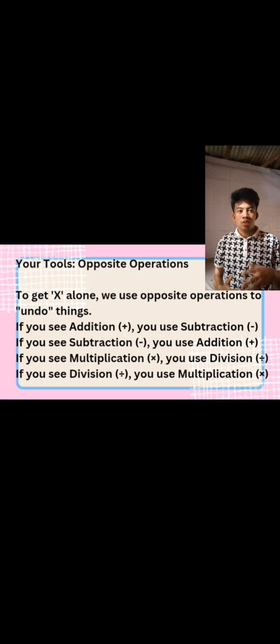Next slide. To find X, we need to get it all by itself on one side of the equation. To do that, we use opposite operations to cancel things out. It's like having a superpower to undo things. If X has something added to it, we subtract it. If it's being multiplied, we divide. Simple as that. These opposite pairs help us isolate our mystery X.